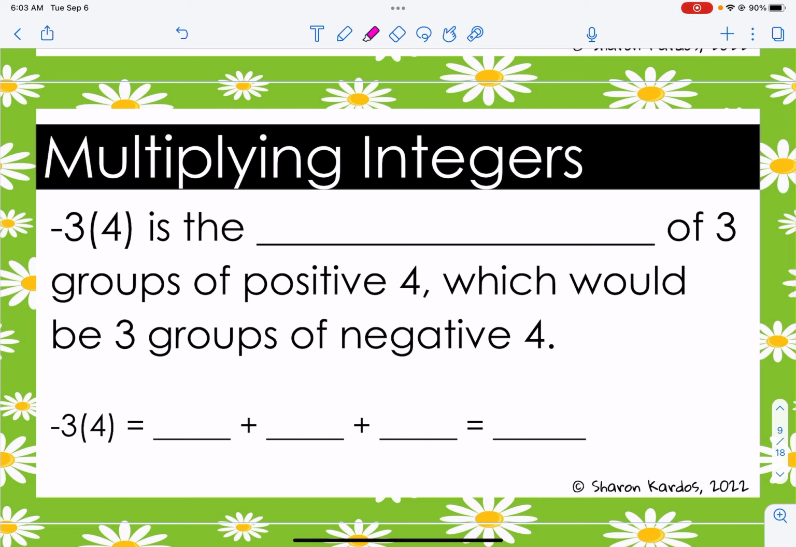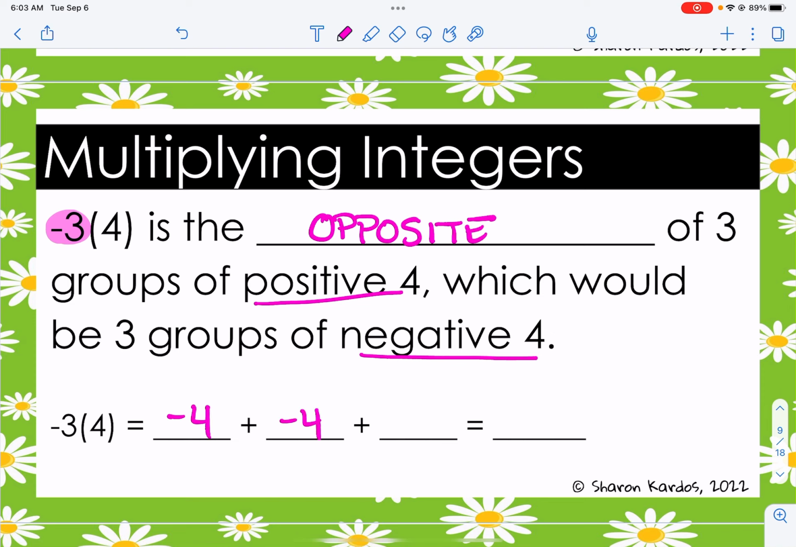So notice what's different in this one. The 3 is negative in this one instead of the 4. So we can think of this as saying that this is the opposite of 3 groups of positive 4, which would be 3 groups of negative 4. Because positive 4 and negative 4 are opposites, right? So because the 3 is negative, we're going to do the opposite this time. So I would have negative 4 plus negative 4 plus negative 4, which would be negative 12.